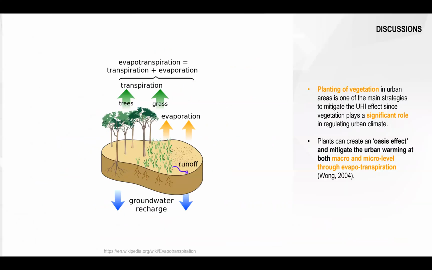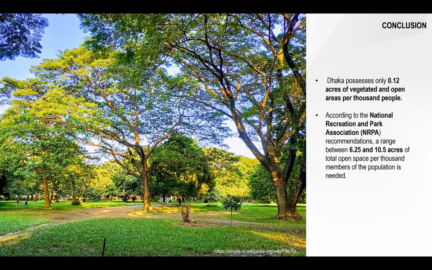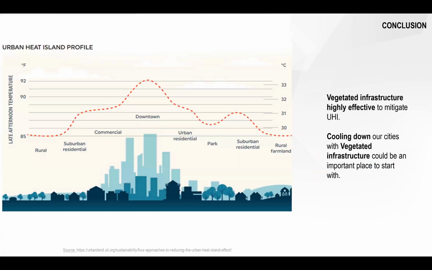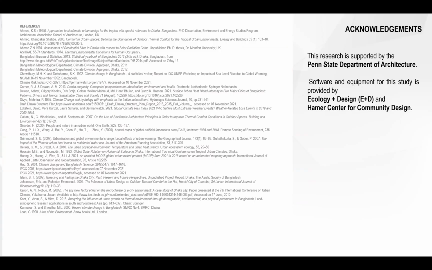So green intervention is really having a great impact. And Dhaka has very less green spaces now, but we can create the green database, and we can create for the next, we can have a probable guideline about it. So it's a very good thing to start to understand how to cooling down our cities with the vegetated infrastructure.